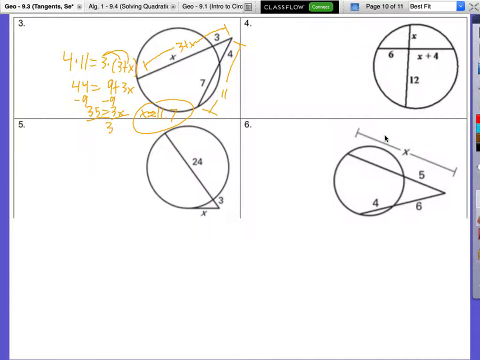Bryce, how do we set this one up? You would do 6 times x plus 4 is equal to x plus 4. Very good. Okay, now we distribute the 6. 6 times x is 6x plus 24. That's equal to 12x. How would we solve from here?